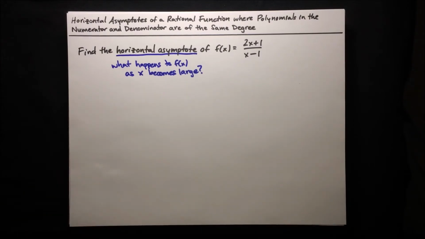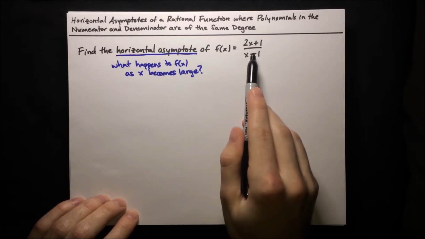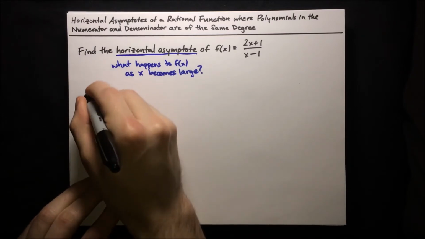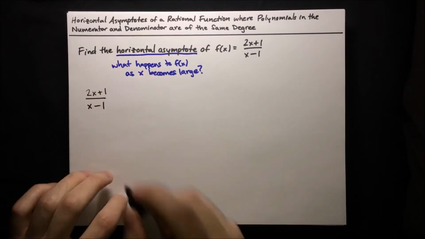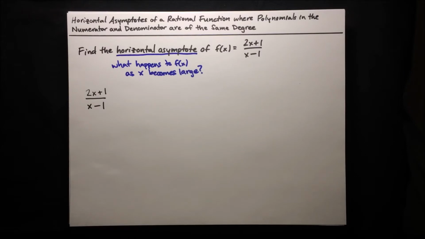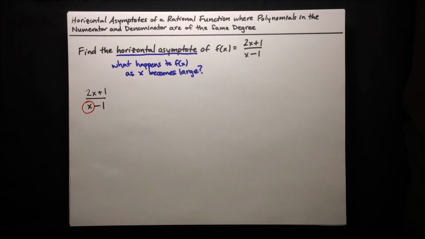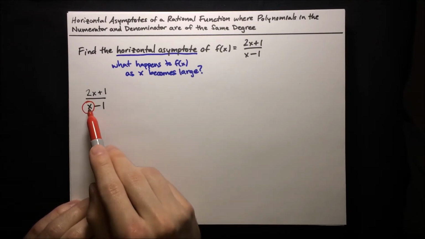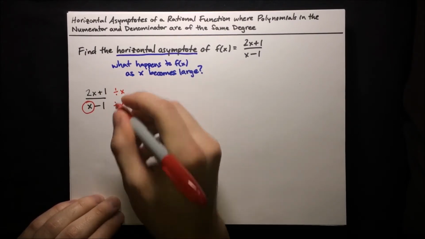So in order to answer this question, we're going to take our function and rewrite it in an equivalent form where it's easier to see what happens to the function as x becomes large. So let's go ahead and write our function expression, 2x plus 1 over x minus 1. And now we're going to identify the leading order term in the denominator, so the term that has the highest degree. In this case, it's the x here. And we're going to rewrite our function expression dividing the numerator and the denominator by that leading order term, x. So divided by x on top and divided by x on bottom.